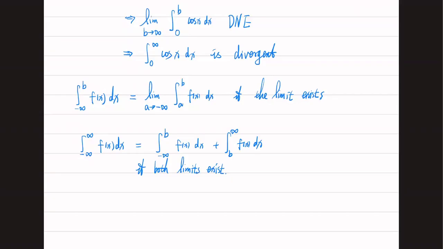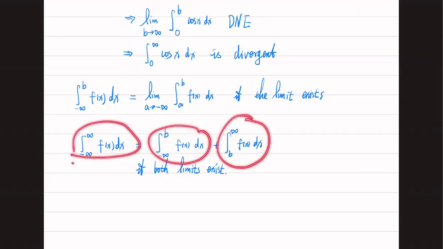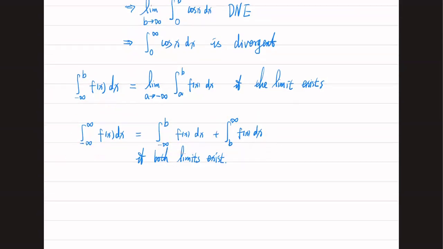So this is very tricky. We consider the improper integral from negative infinity to infinity. We can break this into two improper integrals, both infinite in one direction. If both of the two exist, then we say this integral is convergent. Why is it tricky? Let's see the following.